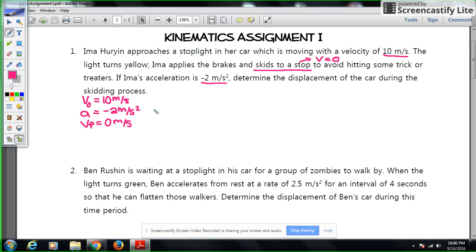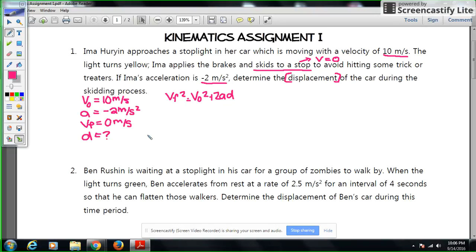Now we need to determine what is the unknown. So it says to determine the displacement. So we are going to try to find the displacement. Now, I gave you 3 kinematics equations yesterday. The only one that has Vf, V0, a, and d is Vf squared is equal to V0 squared plus 2ad.